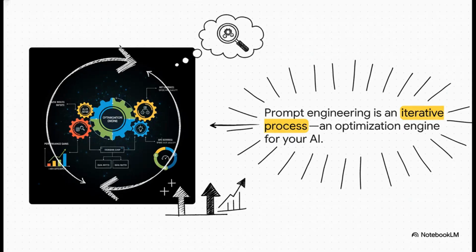And at the end of the day, you should think of this as a continuous cycle. You write a prompt, you analyze the response, and then you refine your prompt based on that feedback. It's an optimization loop. You're literally tuning your instructions to get the best possible performance out of your AI engine.